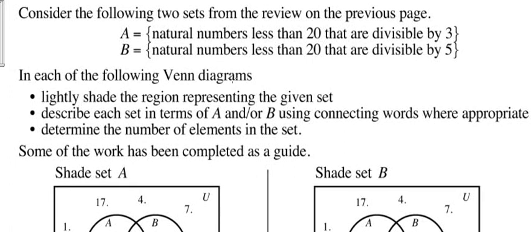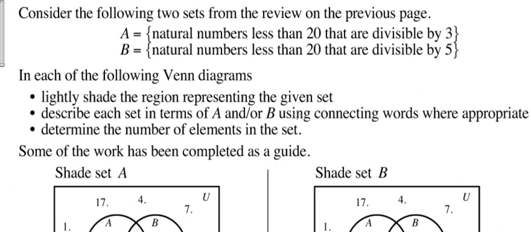All right, full page example. Consider the following two sets, and here's sets that we've seen before. Numbers that are divisible by 3, so 3, 6, 9, 12, 15, 18, and numbers that are divisible by 5, so 5, 10, 15. In each of the following diagrams, lightly shade the region representing the given set, describe each set in terms of A or B.